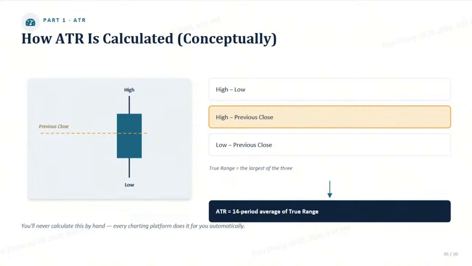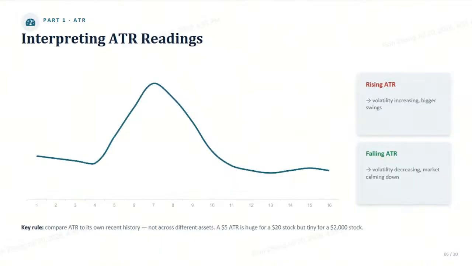Once we have the true range for each period, ATR is simply a moving average of those values, typically over 14 periods. The good news is you will never have to calculate this by hand. Every charting platform does it for you instantly. What you need to know is what the number represents and how to read it, which is exactly what we're covering next. This is where ATR becomes genuinely useful, so let's slow down here. First rule, look at whether ATR is rising or falling, not just its raw number.